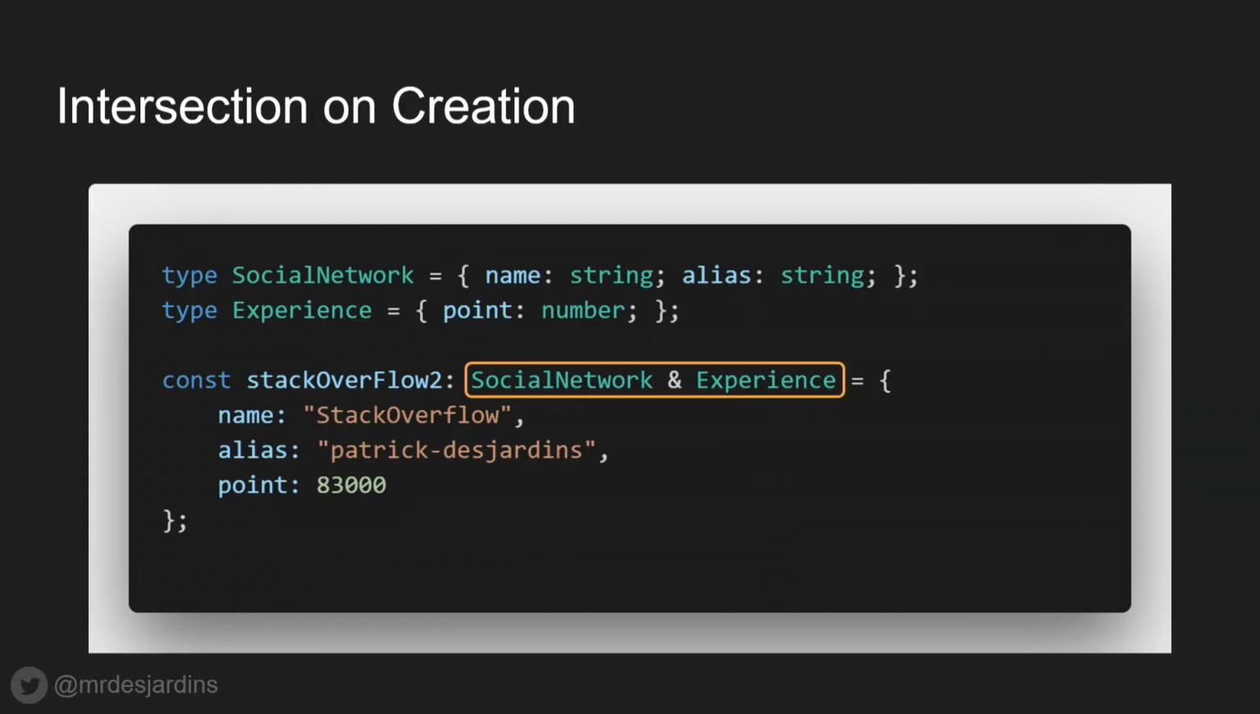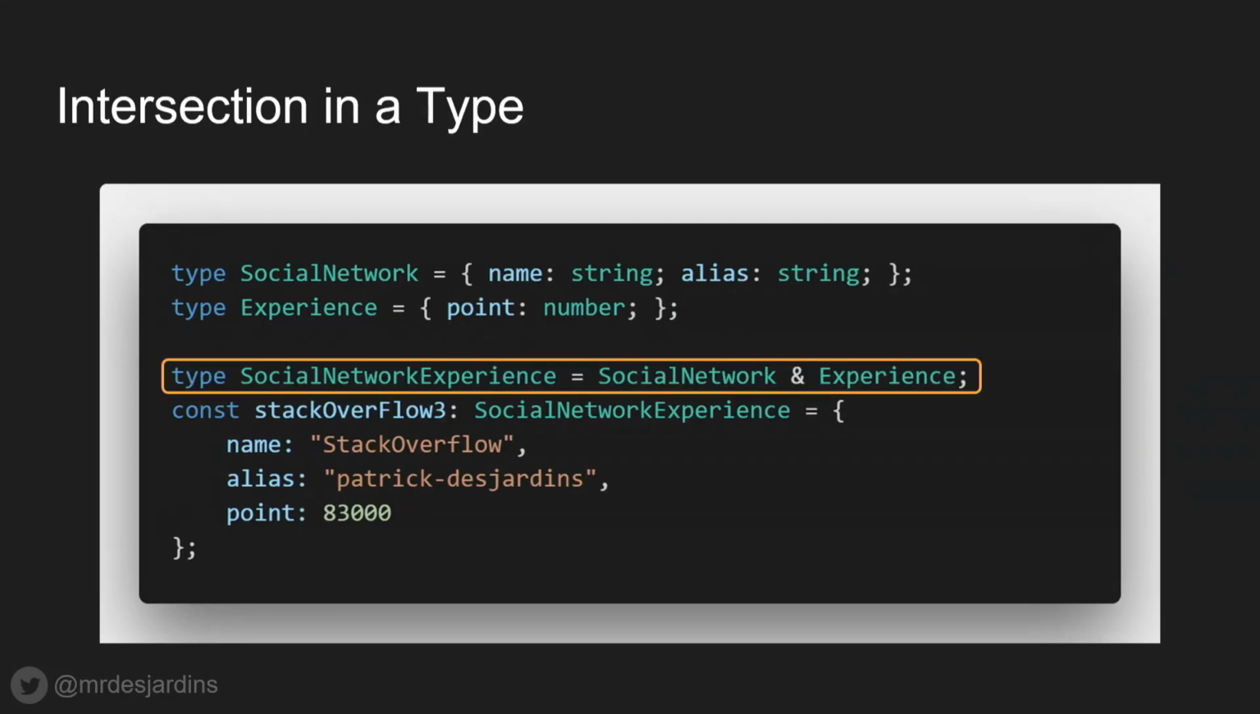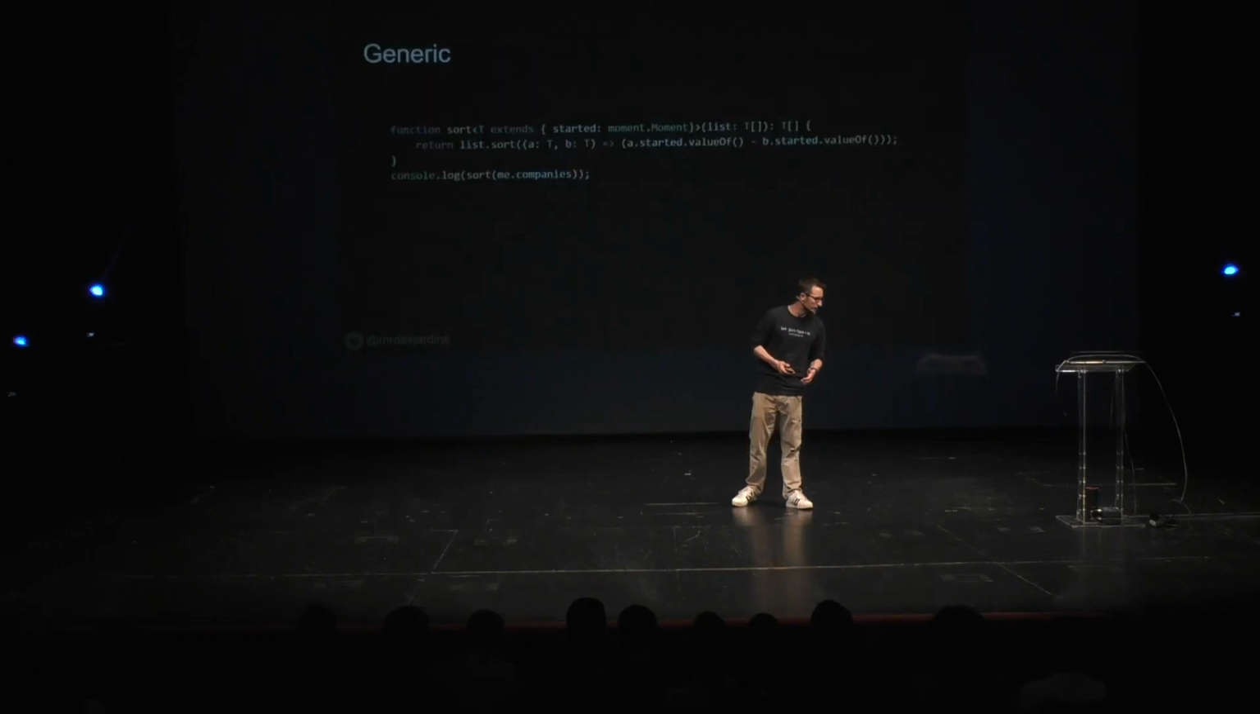You can also define a type with social network and experience directly after the semicolon, which is going to allow you to define the type. Or you can create a new type with the combination of other types. And this can go way more advanced with scenarios where you're using a generic type that you don't know exactly at design time in the definition, but with genericity, you can build those types.